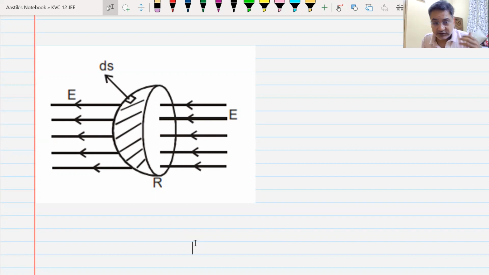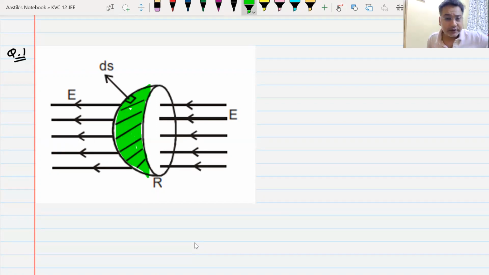The question is, what is the flux through the curved part of the hemispherical cup? How do you find out the flux to the curved part? And if I can just color it, I've started to love coloring, so I will color it beautifully. What is the flux through this curved green part of the hemispherical cup?